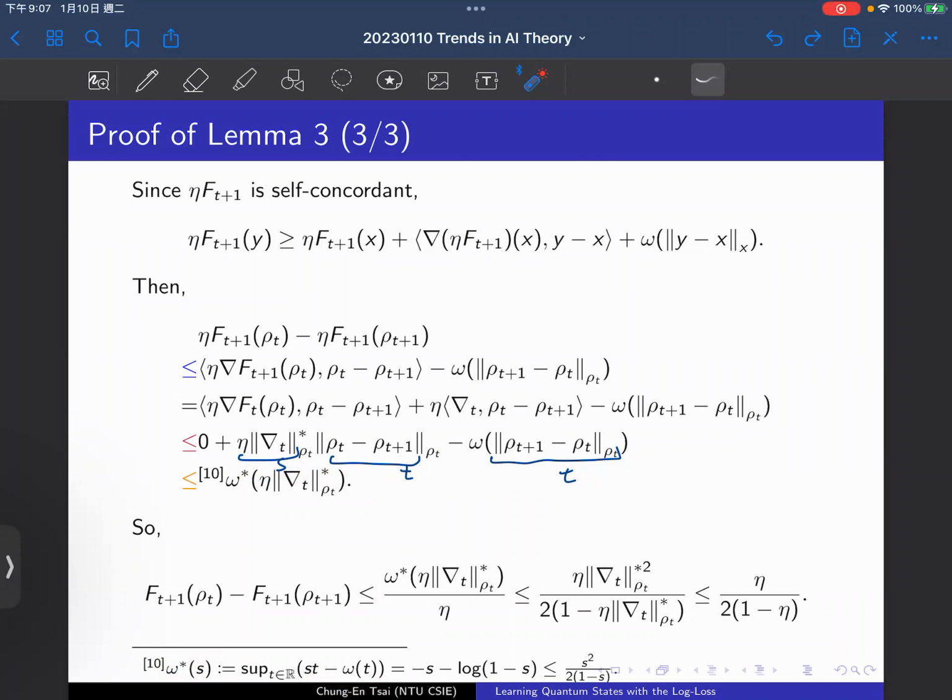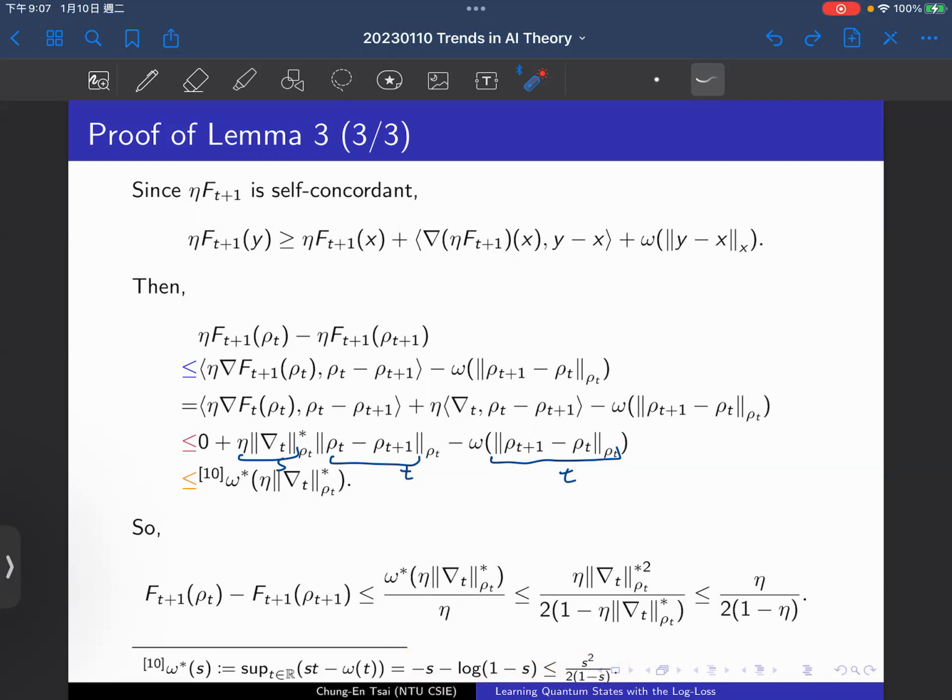And at last, we just divide both sides by eta. Then we obtain this difference is upper bounded by eta times the convex conjugate of omega at the gradient norm over eta. And since the convex conjugate of omega, you can solve it and it has a closed form, and it can be upper bounded by s squared over 2 times 1 minus s.